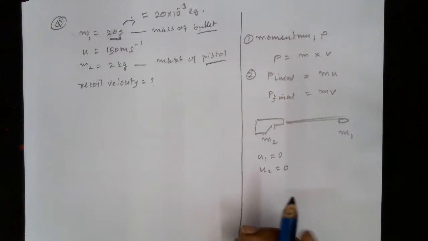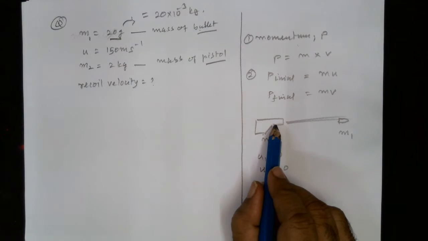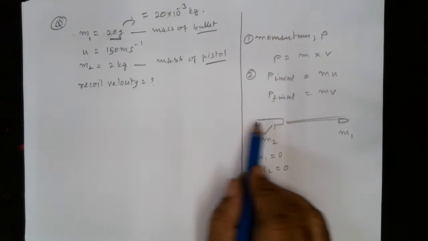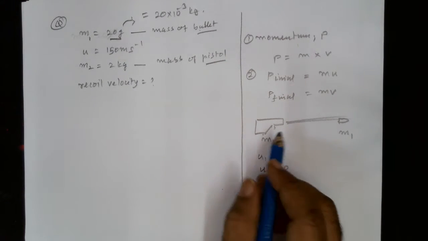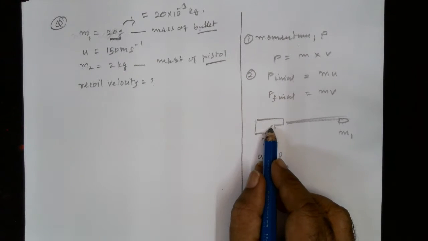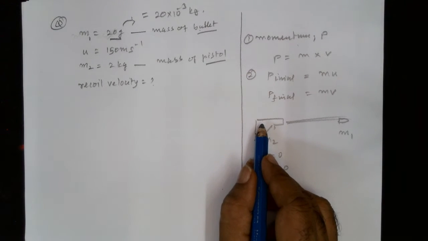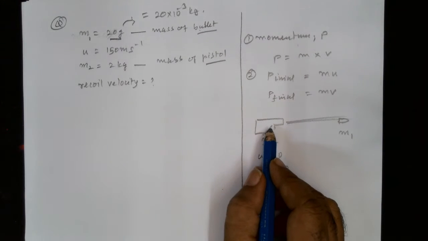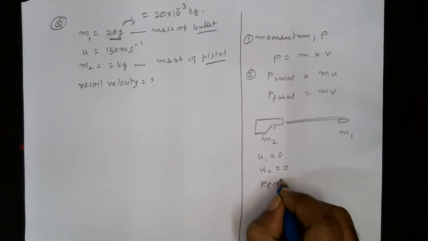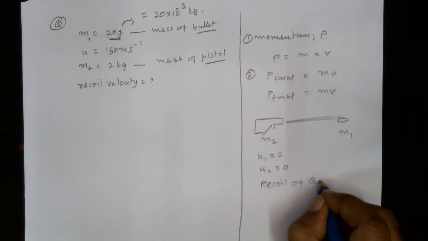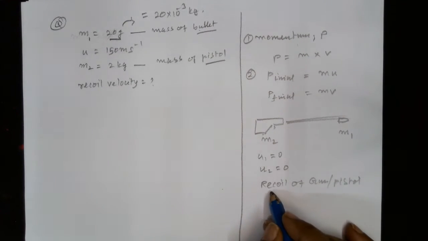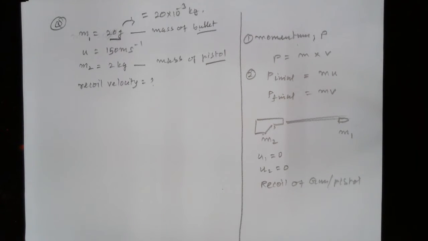Right? Now, you know, when a bullet is fired from the pistol, it will have an opposite reaction, is it not? That is called the recoiling of gun. So what do you mean by recoiling of gun? When the bullet is fired from the pistol, there is a backward movement, that is opposite movement, of the pistol. That is called recoil of gun or pistol. So that recoil velocity is asked here. Are you able to follow?